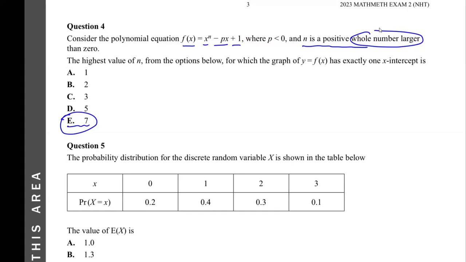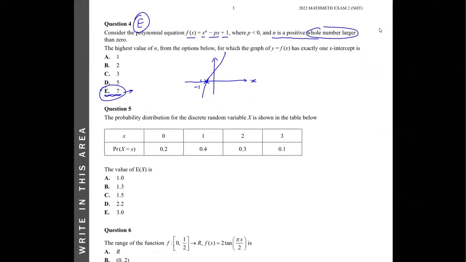Firstly, if we try the highest value up to 7, let's say n equals 7, you can plot this graph on your CAS calculator, and it looks like the graph is always increasing, okay? Strictly increasing, no zero gradient. That's why the 7-degree polynomial will only intercept the x-axis once, okay? So basically, I would say option E satisfies the intention of the question.